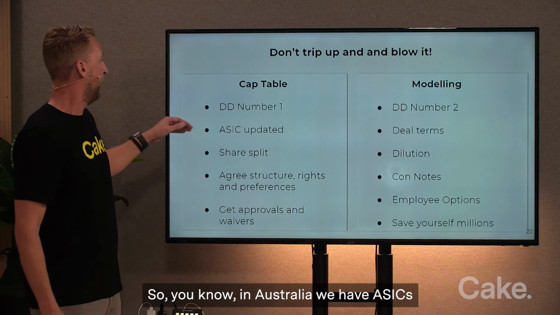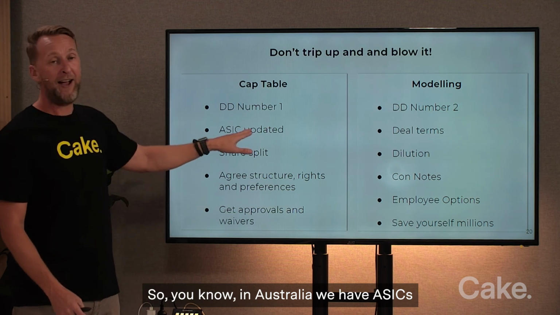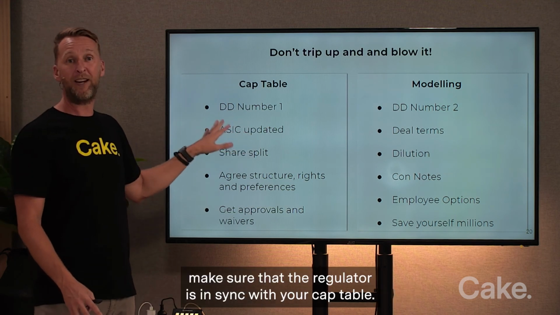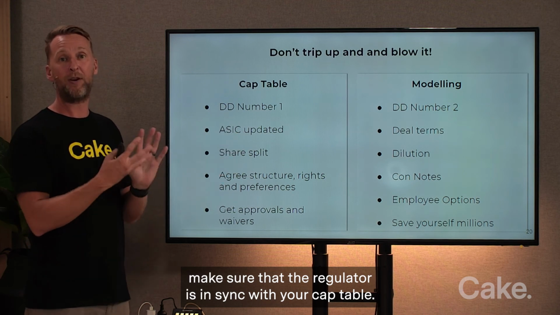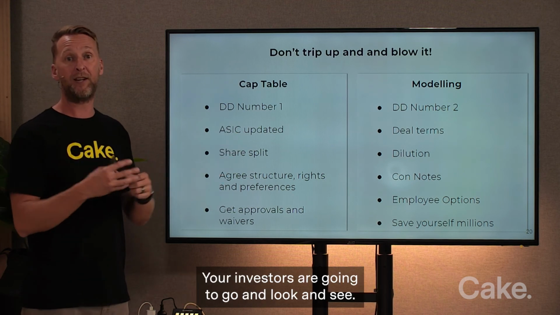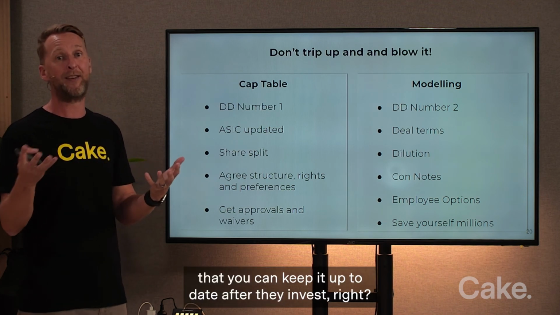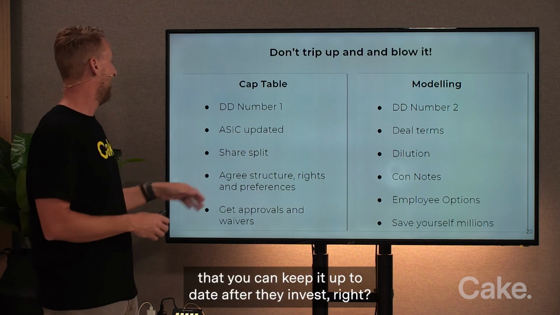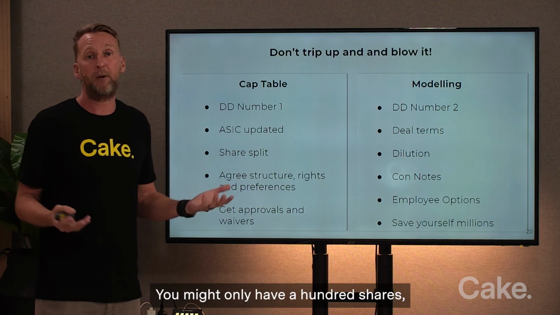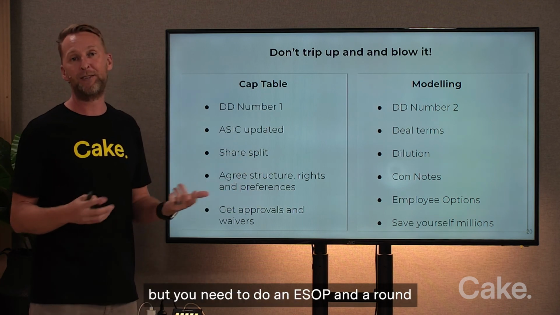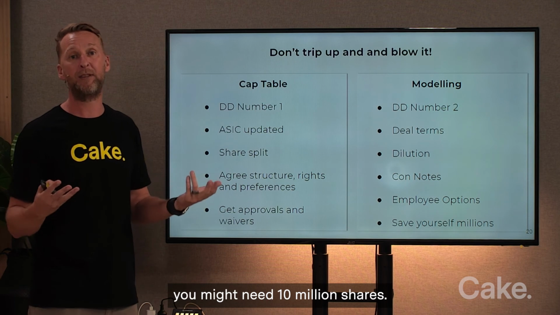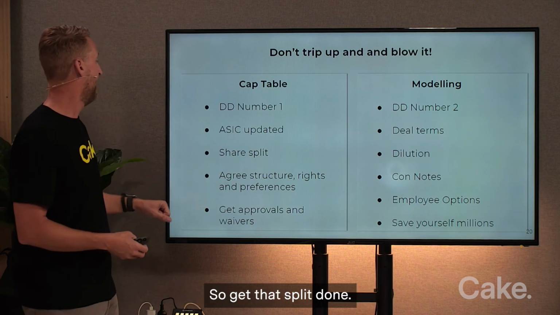and they're a bit nervous that you're not competent. So, in Australia, we have ASIC, so wherever you are, make sure that the regulator is in sync with your cap table. Your investors are going to go and look and see, and if it's not there, then they're going to lose trust that you can keep it up to date after they invest, right? Sometimes you need to do a share split. You might only have 100 shares, but you need to do an ESOP, and around you might need 10 million shares. So get that split done.